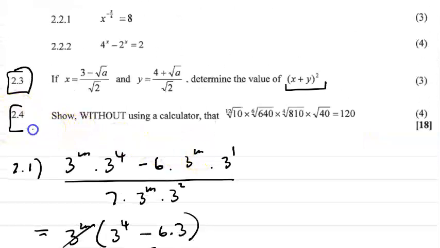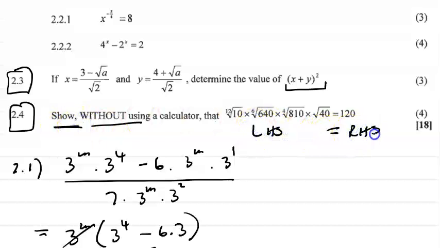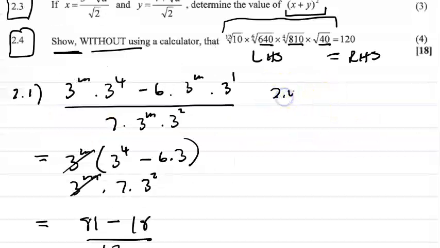And here it says, show without using a calculator that the 12th root of 10 times the 6th root of 640 times the 4th root of 810 times the square root of 40 equals 220. So if you have to show that, we have to break it up into the left-hand side equals the right-hand side. 2.4 will be as follows.